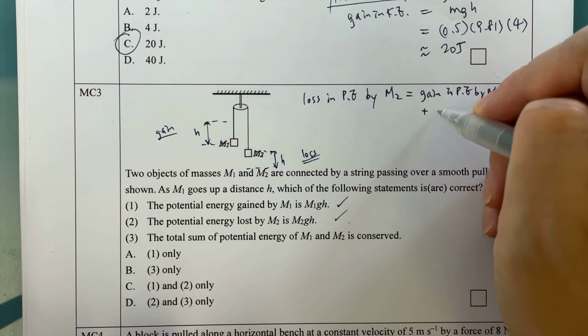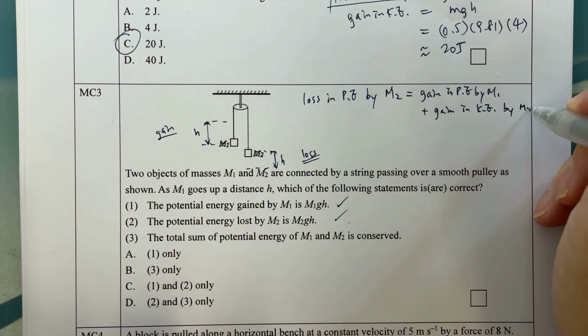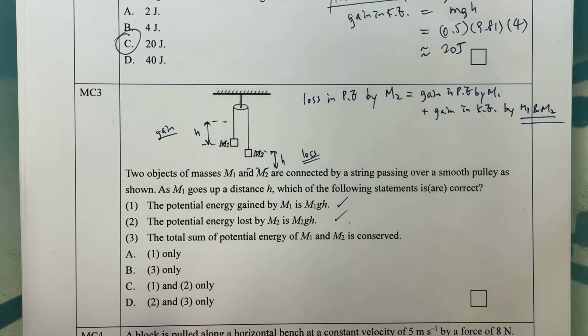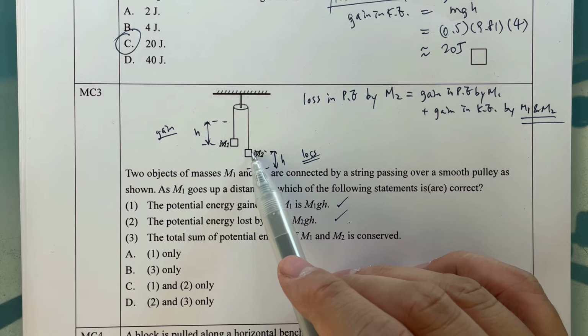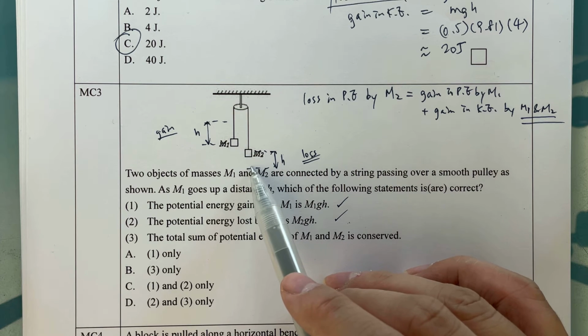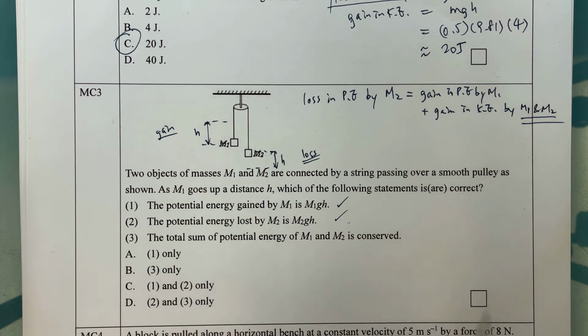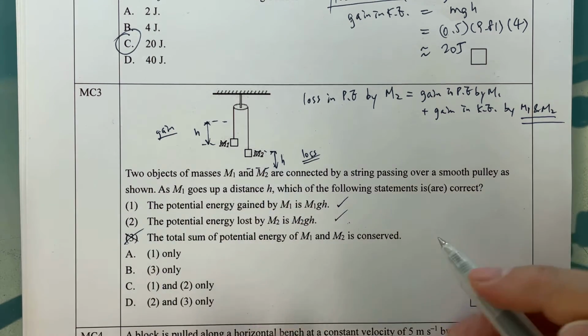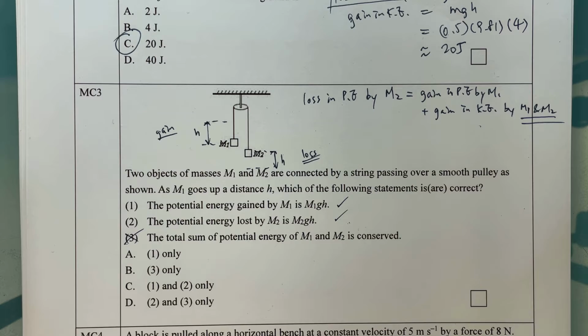Besides, there would also be a gain in KE by both of them, M1 and M2. So both of them will gain some PE due to the loss of PE by this. What I mean is, this mass would be giving out some energy by losing its PE to the gain of PE by M1, and also becoming some kinetic energy of both of the objects. So the third one should not be the same, because we need to take the gain in KE into consideration. So this is question 3, 1 and 2.